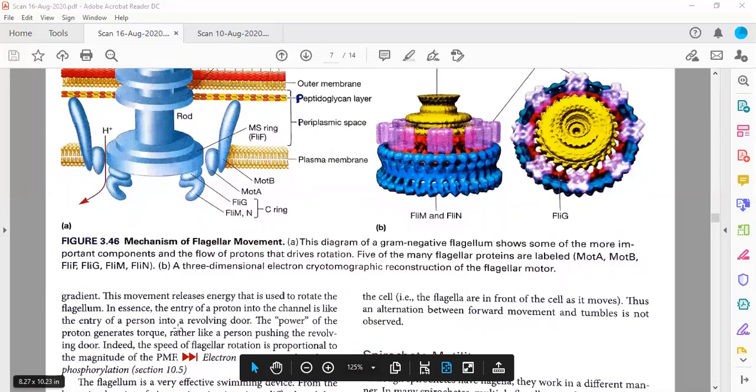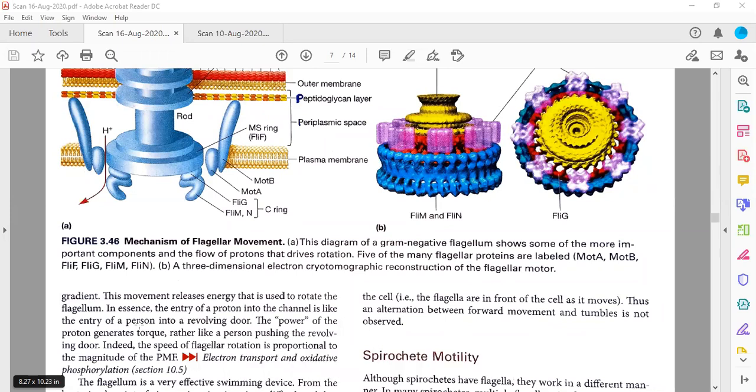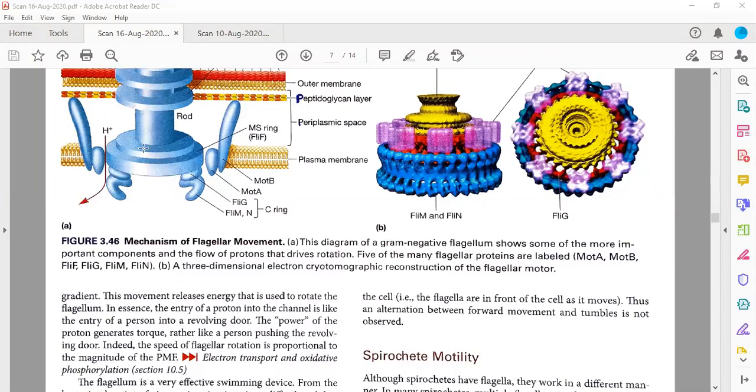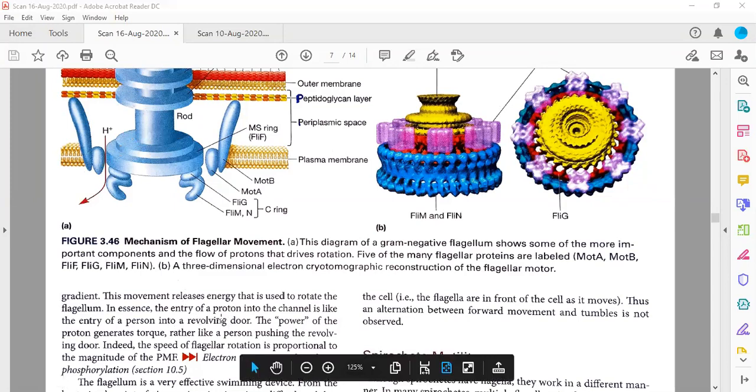In a sense, the entry of a proton into the channel is like the entry of a person into a revolving door. You have seen in certain gardens there is a revolving door in which only one person can pass at a time. Each time a new person comes, he or she needs to rotate that door so that they can go inside the park or garden. The same thing is here. With each proton, it will give some kind of motion to this motor. So this is very homologous to the revolving door.